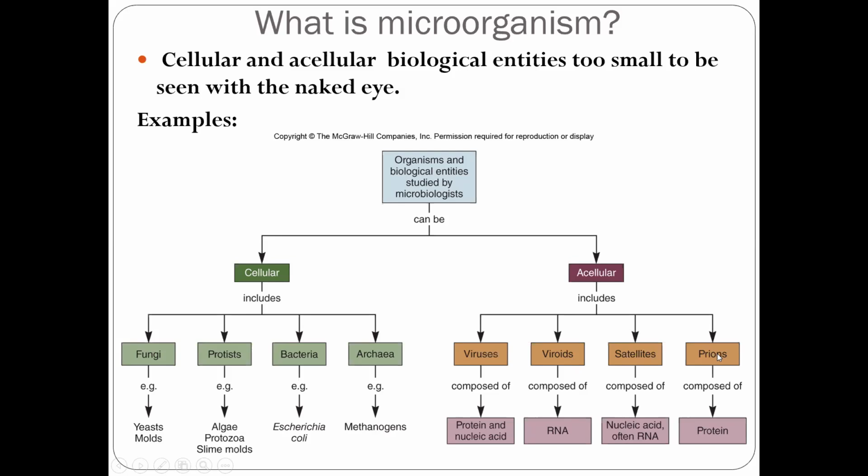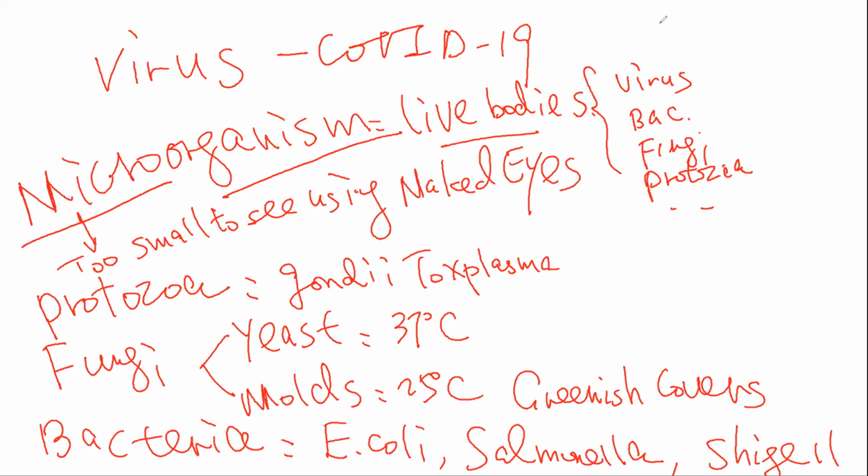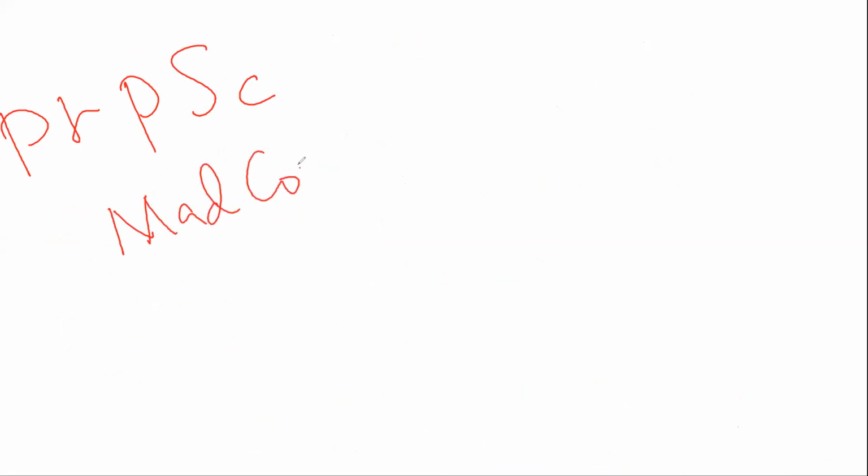The prions, which is composed of protein, and you should remember this stuff back in the 90s. Let me clear this first. So prion, which is written as PrPSc. This is called mad cow disease.